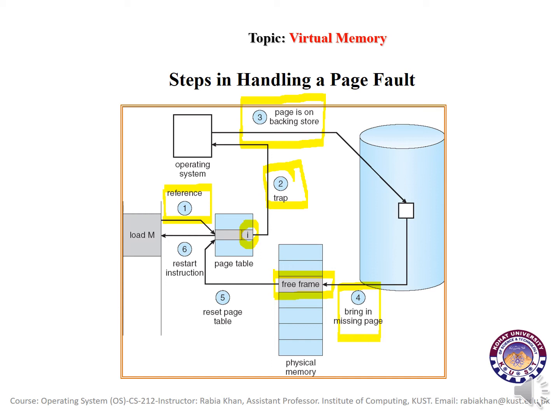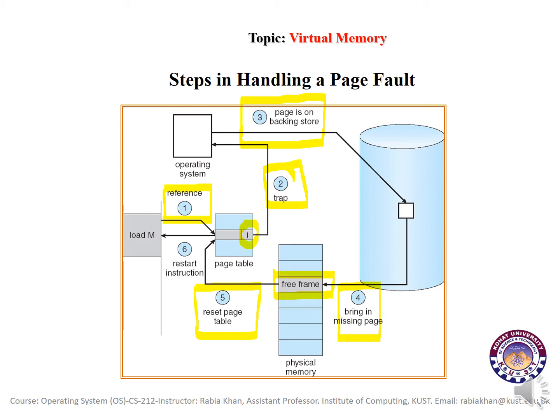Now, since the page has been loaded in RAM, but before starting the execution of that referenced page, the operating system first has to reset its entry. The required page table entry is reset in the page table. So here you can see in step 5, since every page within the process has an entry in the page table.